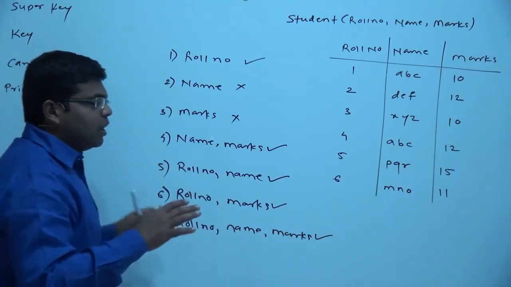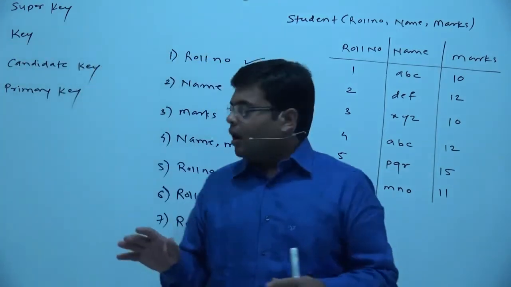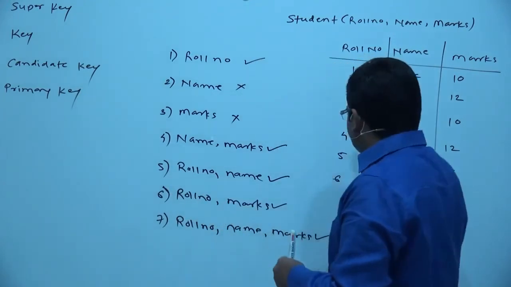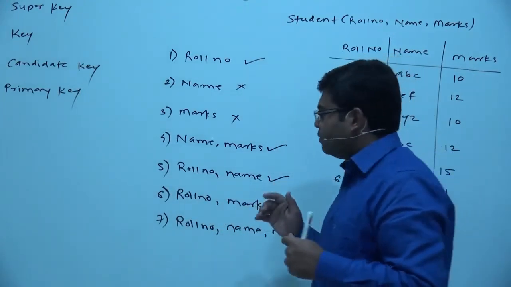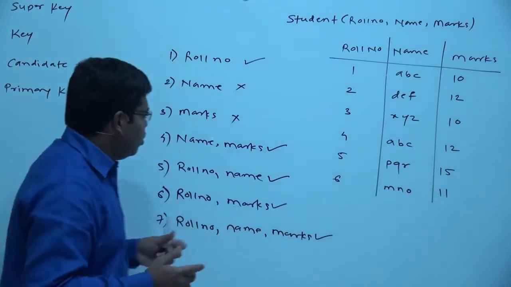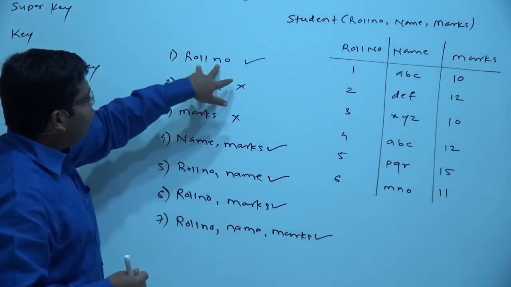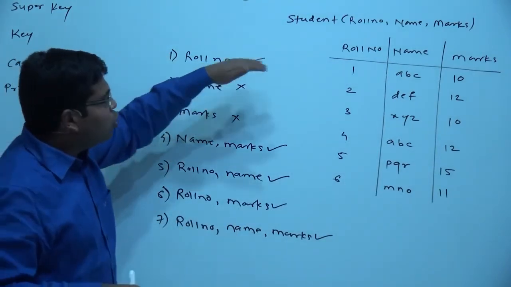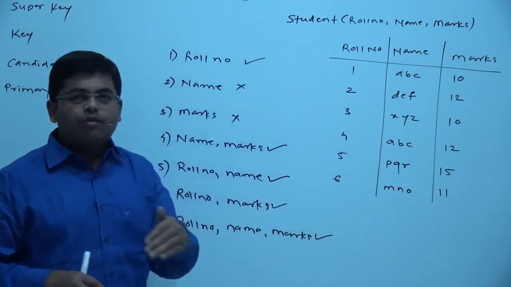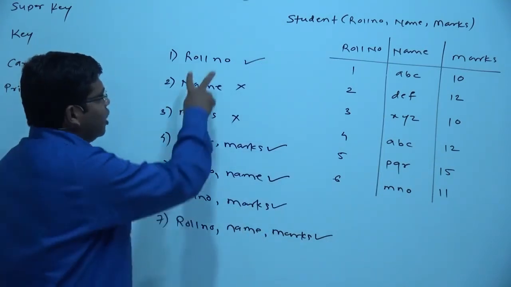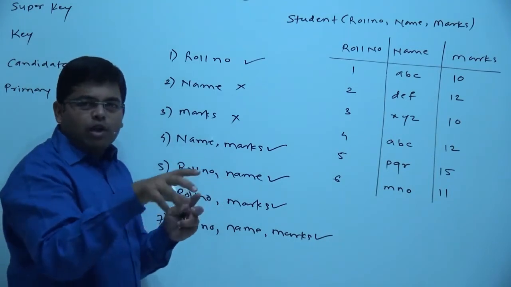So let us be very clear with the general concept of key. Key means unique identification of the row will be possible. Okay. Now one more thing. Whenever we call something as a key, no 2 rows can have same value for the key. Now when I say roll number, no 2 rows can have same value for the roll number.